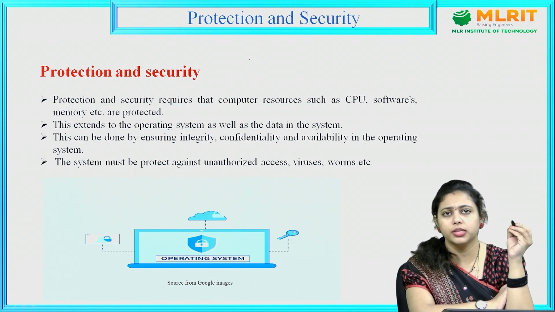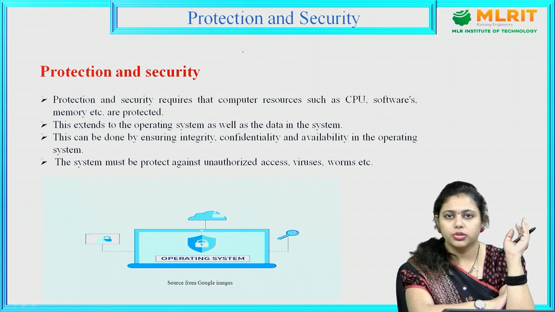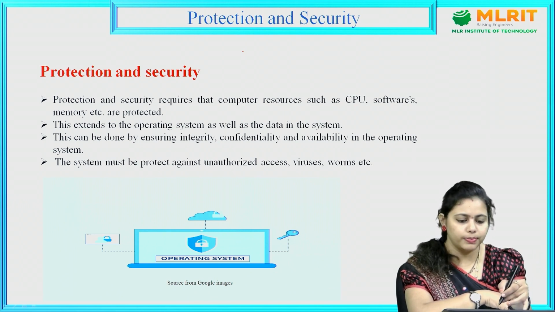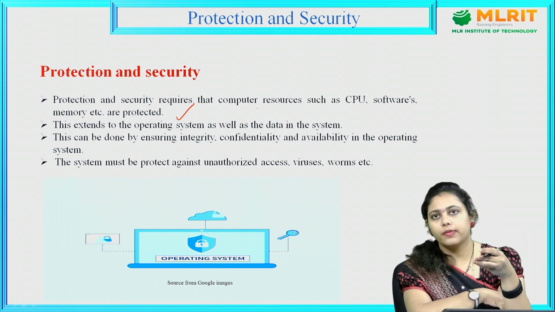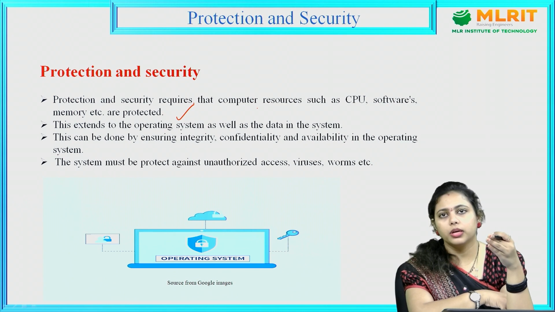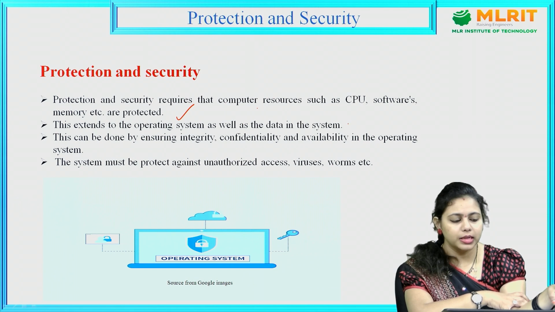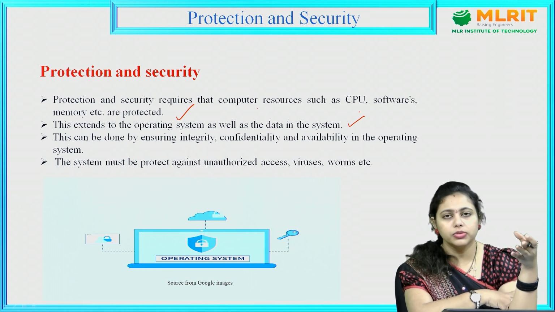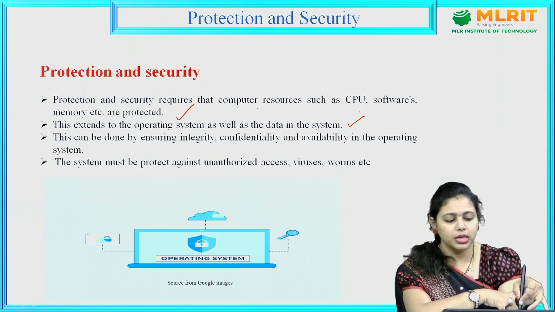Next, coming to protection and security. The data and the system we have need protection and security. Protection and security require that computer resources such as CPU, software, and memory are protected. My CPUs, the software I have developed, and all these memories must be protected. This extends to the operating system as well as the data in the system. Not only the operating system, but the data stored in my system is also very important, whether it has been stored properly or not. This can ensure integrity, confidentiality and availability in the operating system.